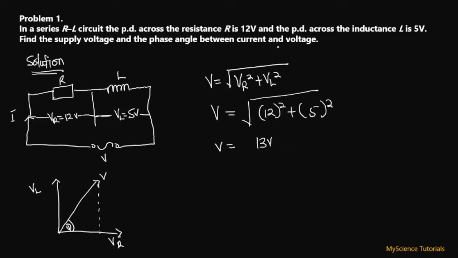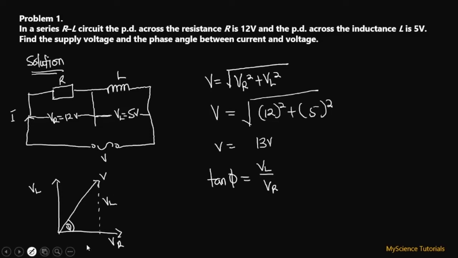Now, the second part of this question is asking us to find the phase angle between the current and the voltage. To do that, we simply say tan of the phase angle is equal to VL over VR, as we can derive from this particular diagram over here.